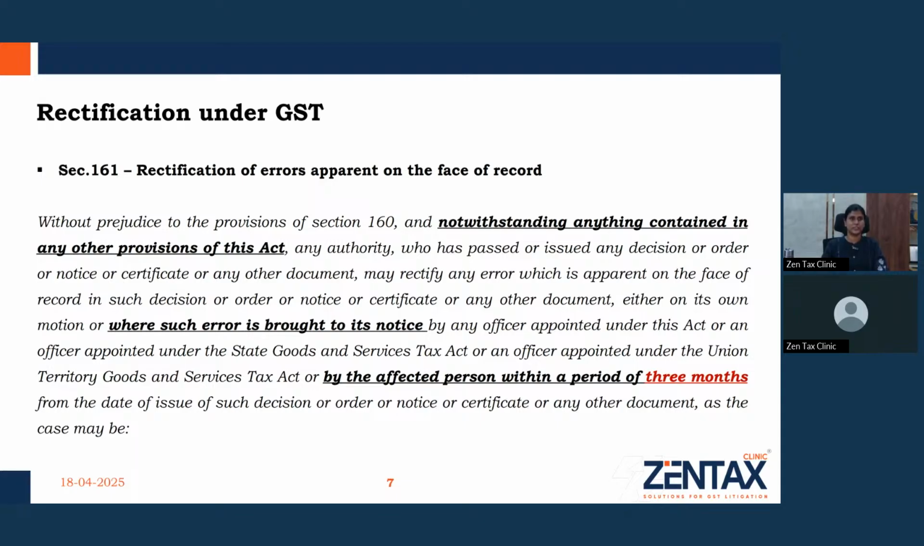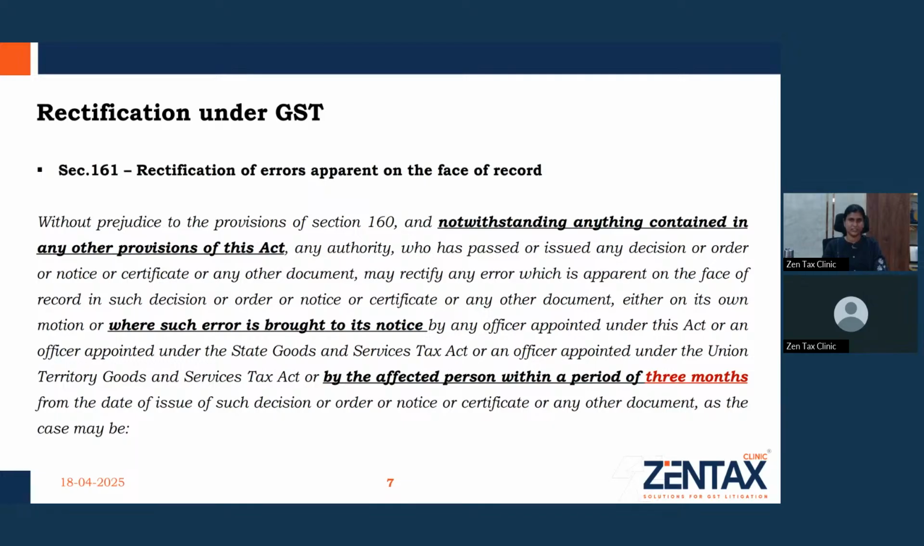Without prejudice to the provisions of Section 160 and notwithstanding anything contained in any other provisions of this Act, any authority who has passed or issued any decision or order or notice or certificate or any other document may rectify any error which is apparent on the face of record in such decision or order or notice or certificate or any other document, either on its own motion or where such error is brought to its notice by any officer appointed under this Act or any officer appointed under SGST Act or any officer appointed under UT GST Act, or by the affected person within a period of 3 months from the date of issue of such decision or order or notice or certificate or any other document as the case may be.